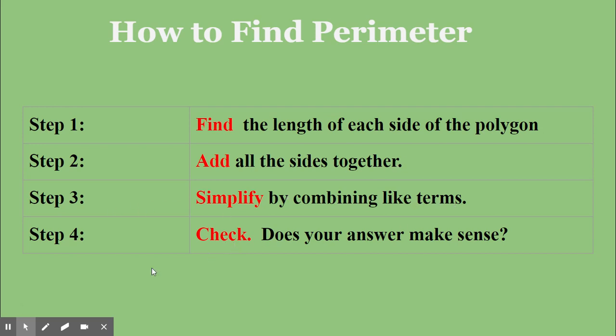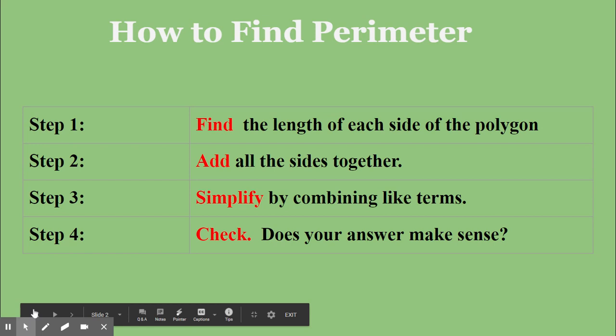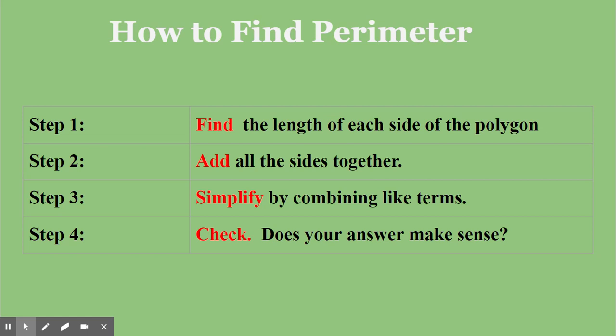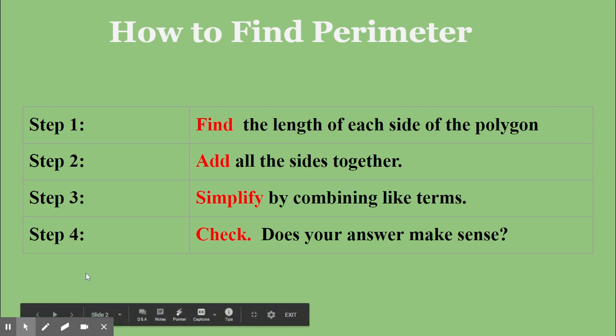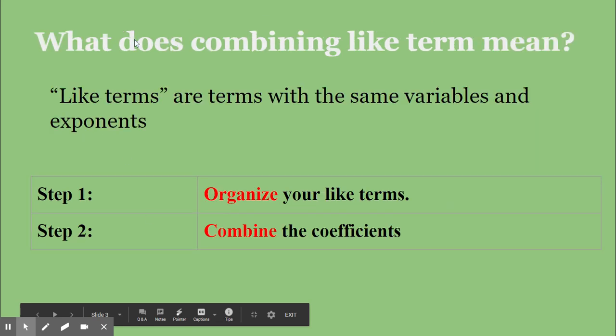Step 4, check, does your answer make sense? For these, it's kind of hard to know whether it makes sense because it's going to be left in terms of variables. That's okay. Just take a look at it and get used to always checking. All right, what does combining like terms mean?